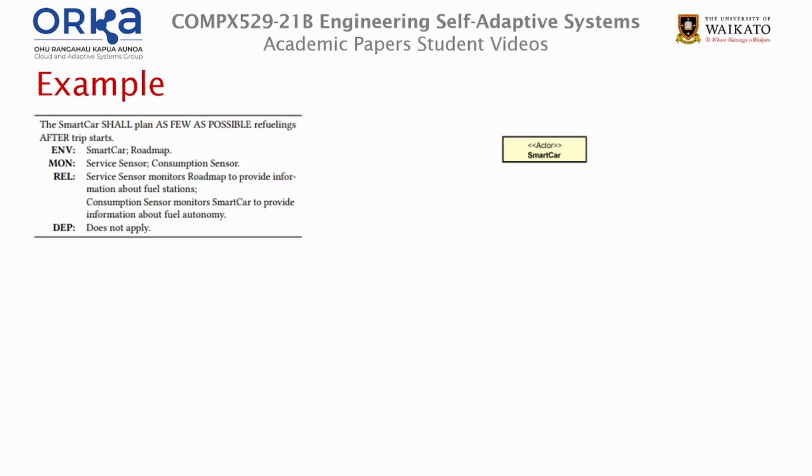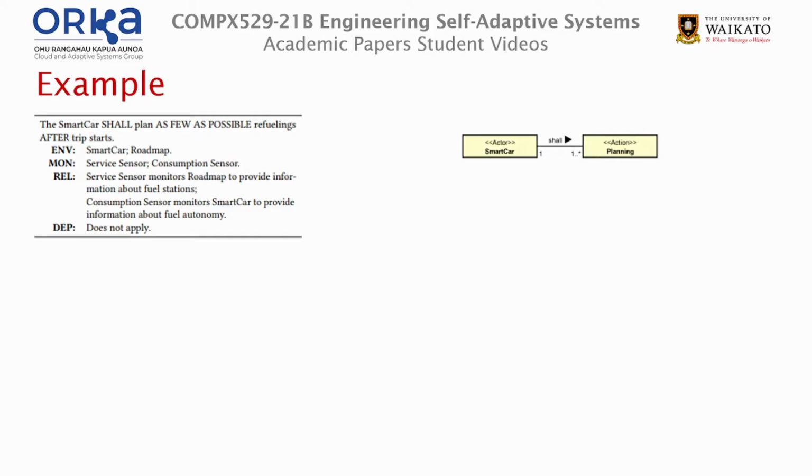Secondly, actions are defined as things between modal operators and temporal or ordinal operators. So here again, we've only got one modal operator, and that's shall. And then straight after that, we have as few as possible, which is an ordinal operator. So between those two, we have the word plan. So our action is going to be to plan or planning.